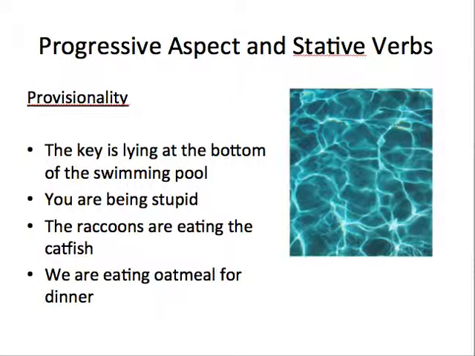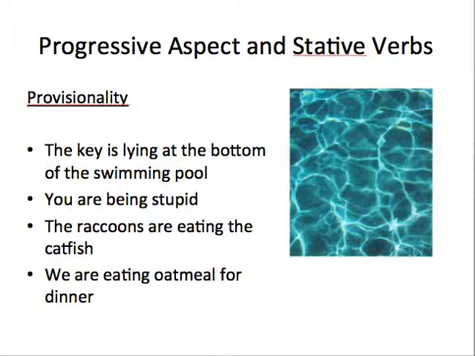You're being stupid. Notice there's a huge difference between you're being stupid and you are stupid. You are stupid is a state, you're being stupid at this moment, okay? I know you're not stupid, but you're just being stupid now in this temporary situation. The raccoons are eating the catfish. I don't know if raccoons eat catfish as a habit, but for some reason the raccoons have got into the special pool in which we're raising farm-fed catfish and are eating them.